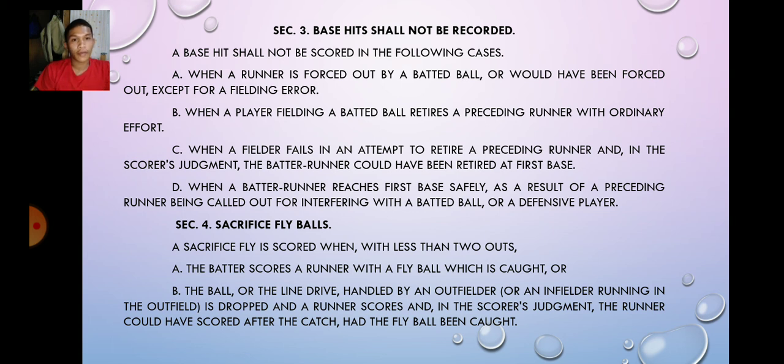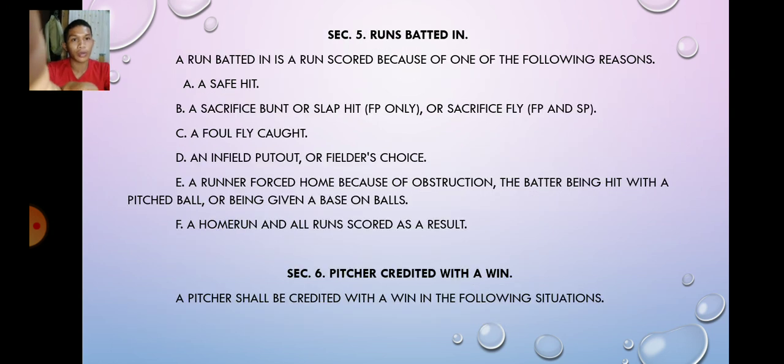Section 4. Sacrifice fly balls. A sacrifice fly is scored when, with less than two outs, the batter scores a runner with a fly ball which is caught, or a line drive handled by an outfielder or an infielder running in the outfield. A drop is a run scored in the scorer's judgment if the runner could have scored after the catch had the fly ball been caught.